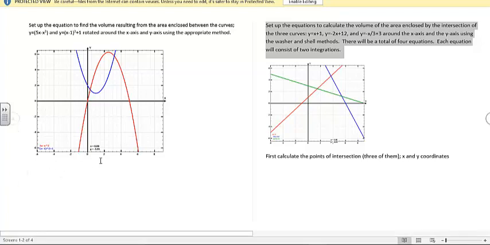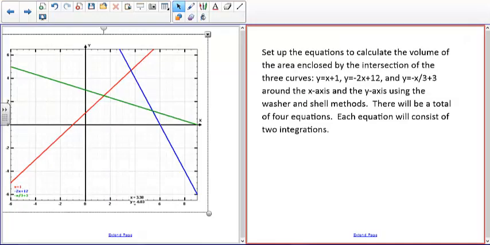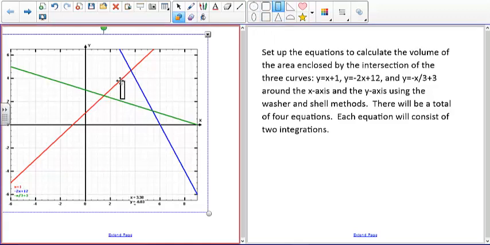Okay, so let me kind of lay out the plan here. First we're going to do the washer method around the x-axis and the shell method around the y-axis. And the reason we're doing those two is because we use the same orientation of our rectangle. So I'm going to draw a rectangle in here. It's a skinny rectangle. Actually, I'm going to draw two rectangles.